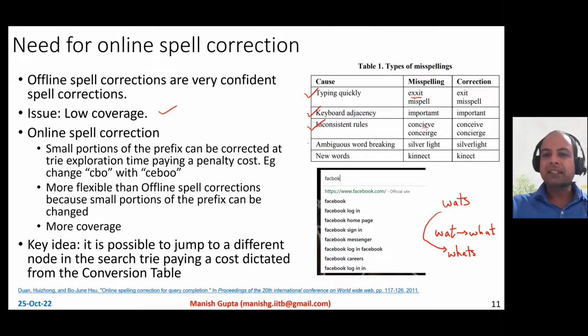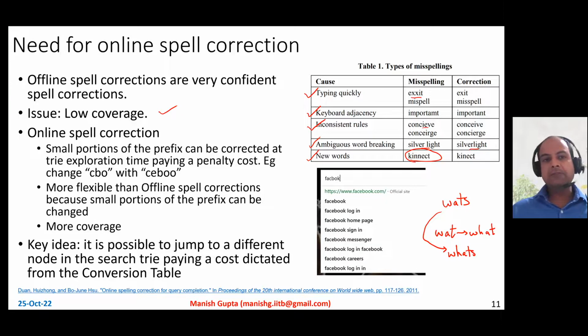Ambiguous word breaks: people can type silver light as two words or silver light together. New words, right? New words tend to have lots of spelling mistakes. Of course, there are also spelling mistakes because of non-standard words, for example, especially in languages which are phonetic oriented. Okay? So in such cases, the broad idea of the method is as follows.